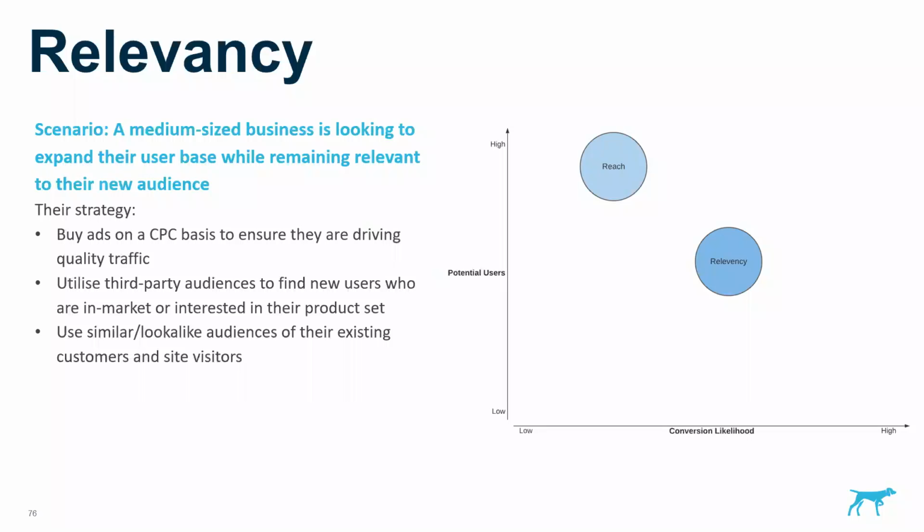On the right, the conversion likelihood is a lot better. They put a lot more effort into finding users who are going to engage quite well. And the pool from third-party audiences and similar audiences is a little bit smaller than just going hell for leather, but still quite a decent pool of potential users.